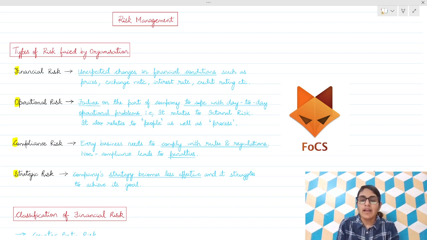Strategic risk. Company strategies become less effective, and because of that it struggles to achieve its goals. In this chapter, risk management, we'll be studying only the financial risk in detail.